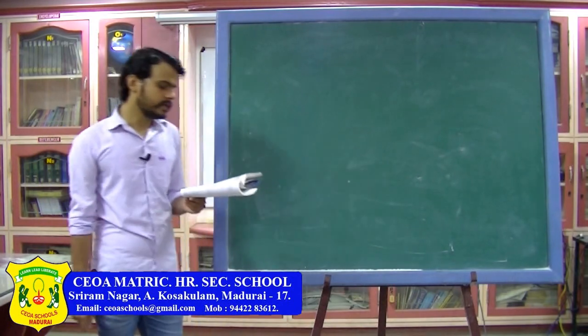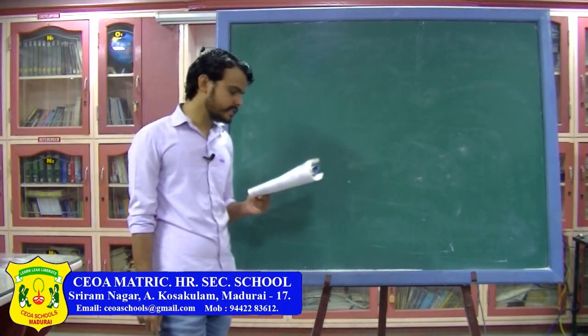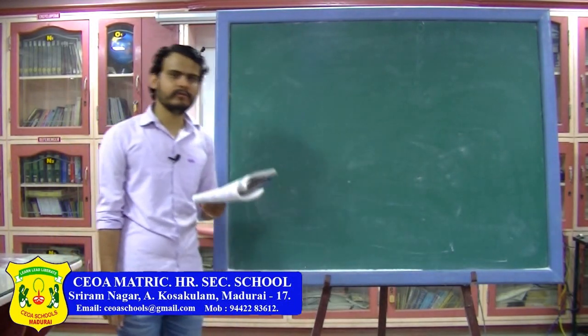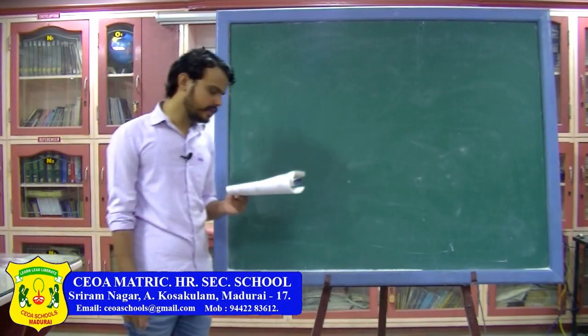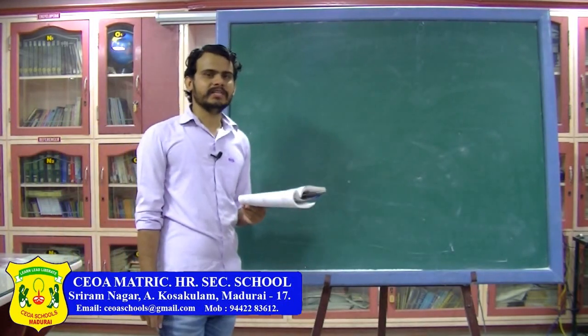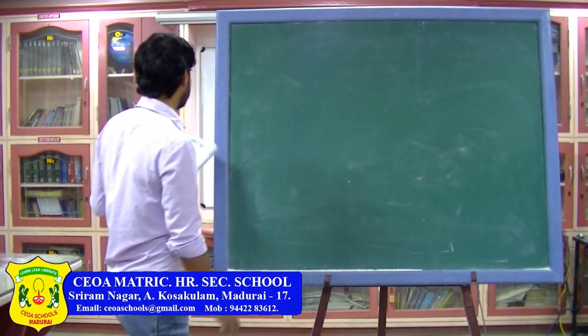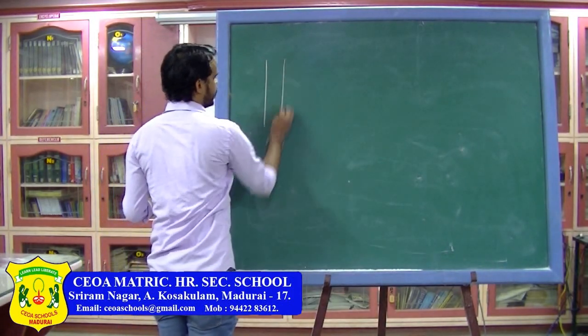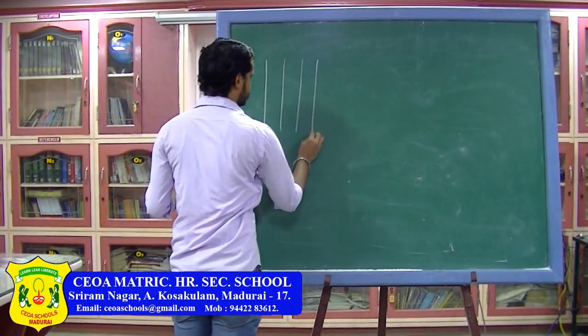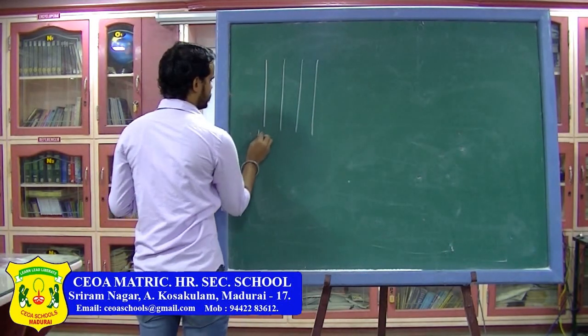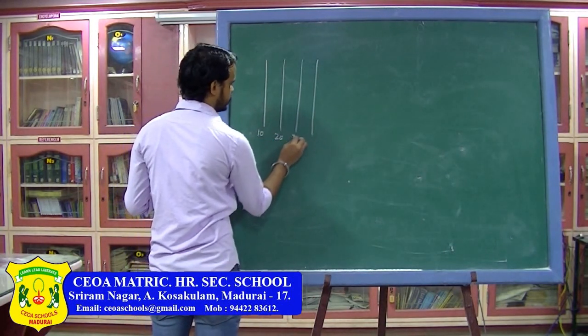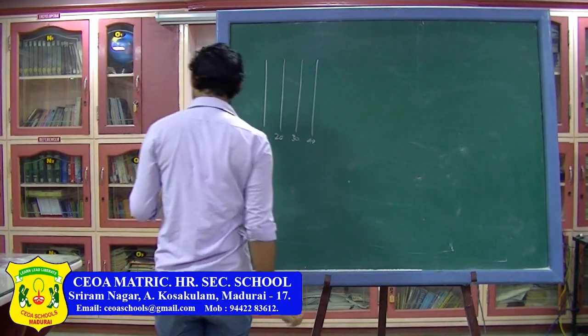The question says the diagrams below show the region of equipotential. There are 4 diagrams given, and you have to find the work done to move a charge from A to B and compare those work done. So, equipotential surfaces are given. The first diagram of equipotential surfaces is this. This potential is 10 volt, this is 20 volt, this is 30 volt, and this is 40 volt.